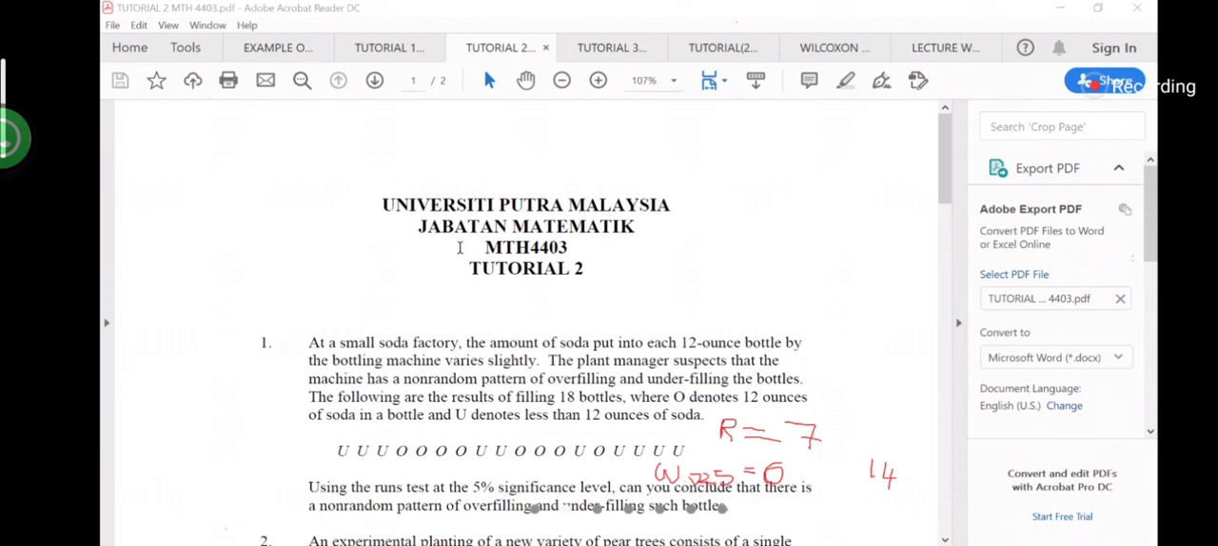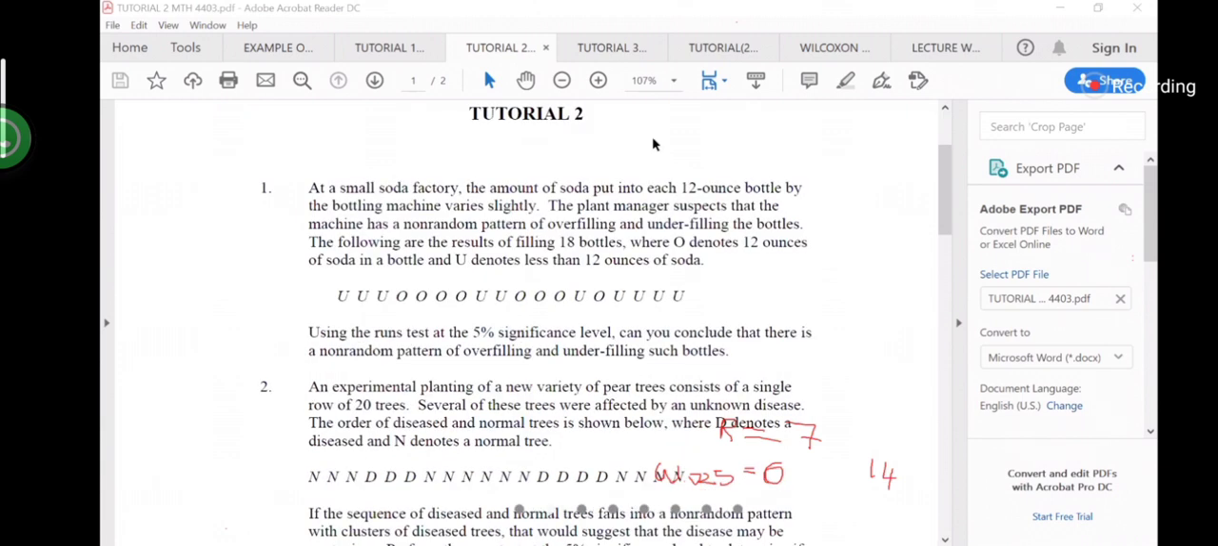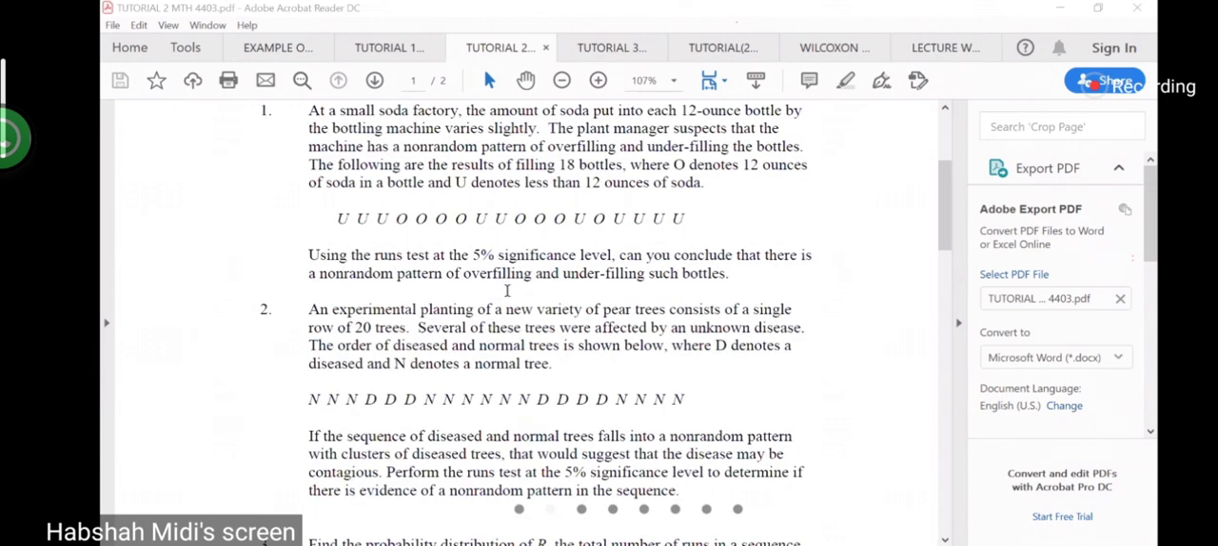Now we move on to number 2. What is your R? R equals 5. The lower critical value equals 7, and the upper is 15, right? So reject or not reject H naught? Reject H naught.